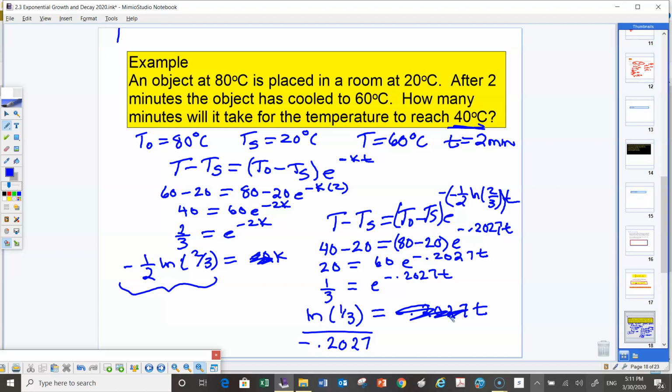So ln of 1 divided by 3 divided by negative 0.2027 works out to be approximately 5.4198 minutes is equal to t. And that kind of makes sense. If it cools down to 60 degrees in 2 minutes, it's going to take a bit longer to get down to 40 degrees. So a total of 5.41 does seem to make sense in this question.